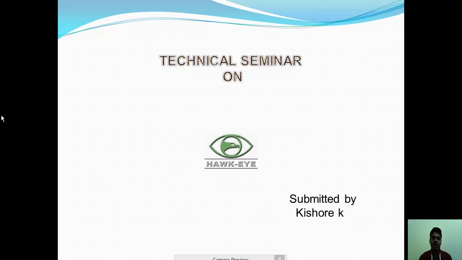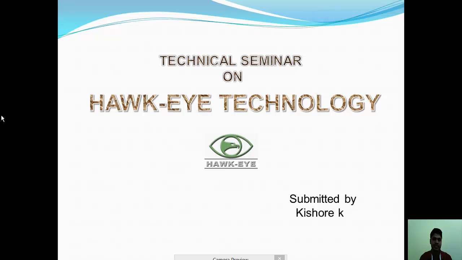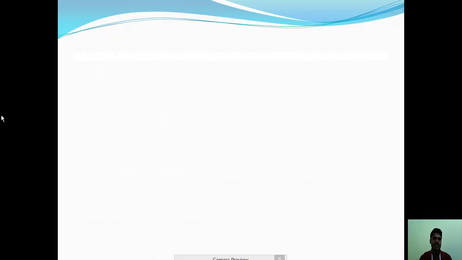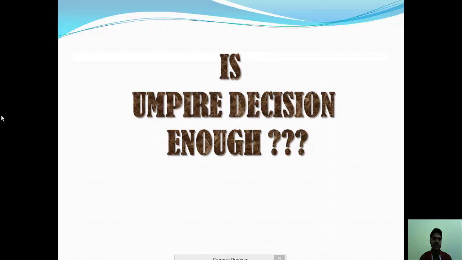Today I am going to talk about Hawkeye technology. The overview of this PPT includes introduction, history, principle, components of Hawkeye technology and how it works, applications, advantages, disadvantages and future enhancement. The first question that arises is: is the umpire's decision enough or not?